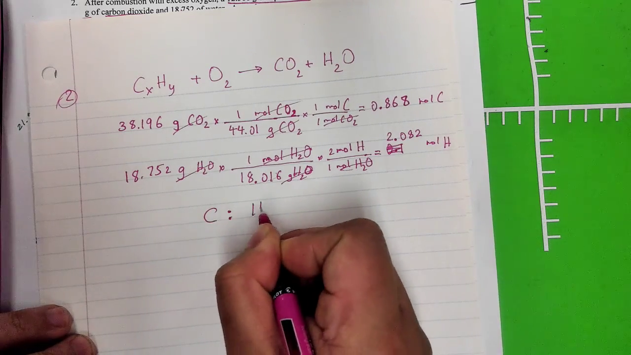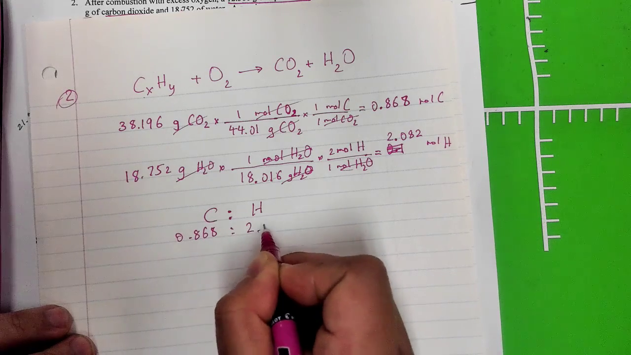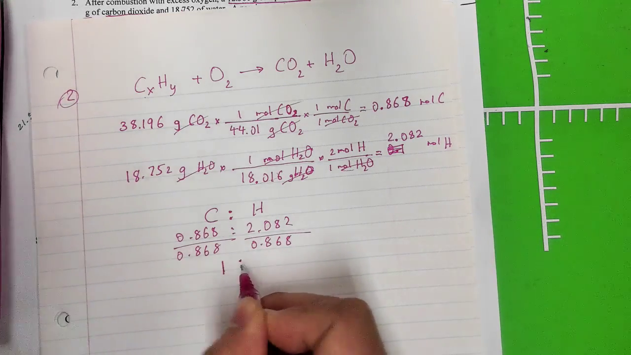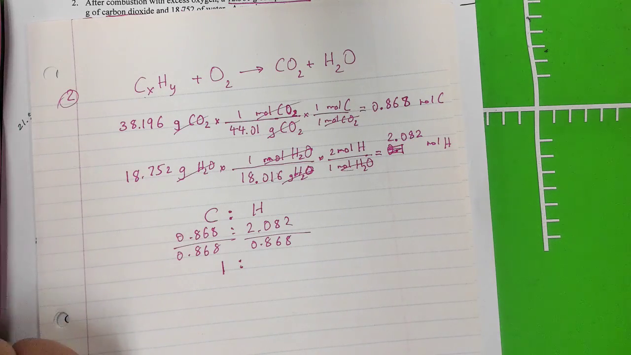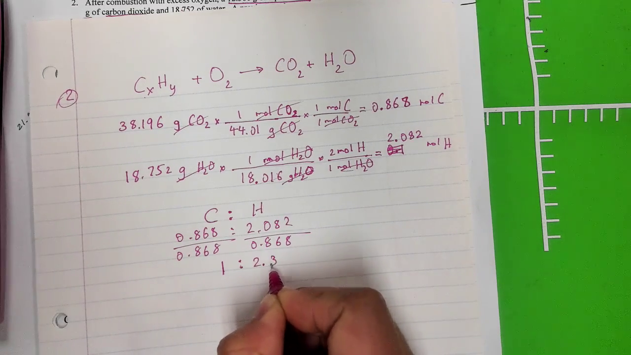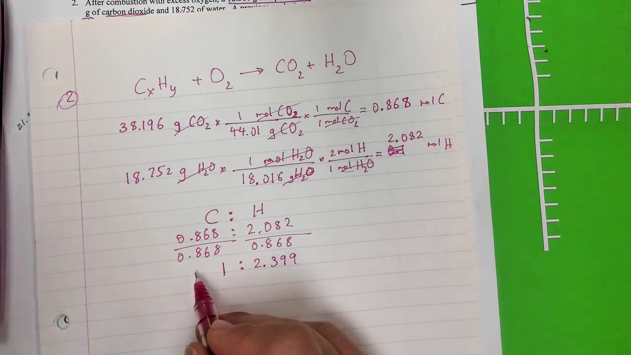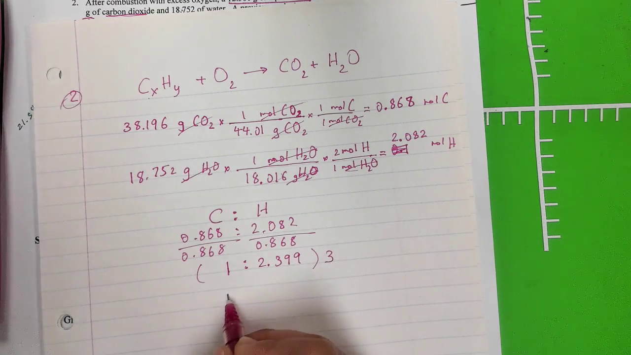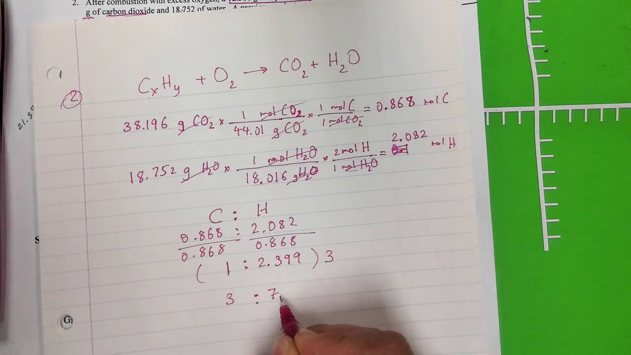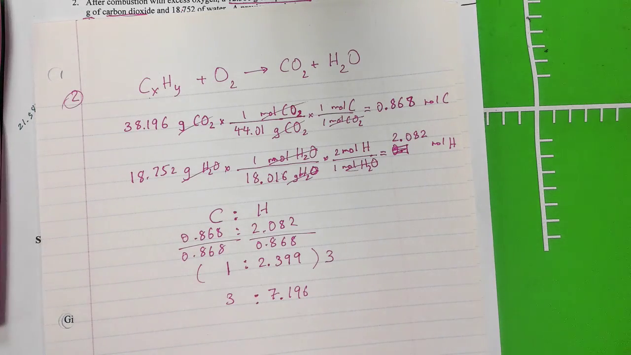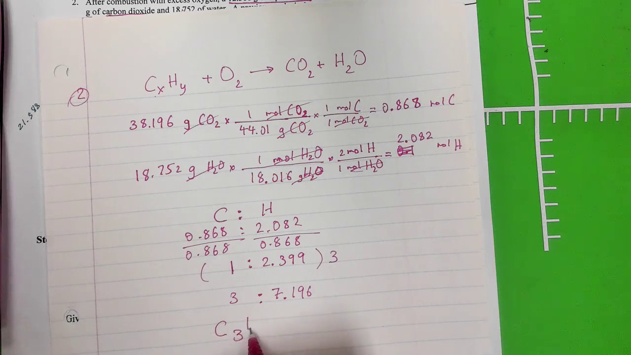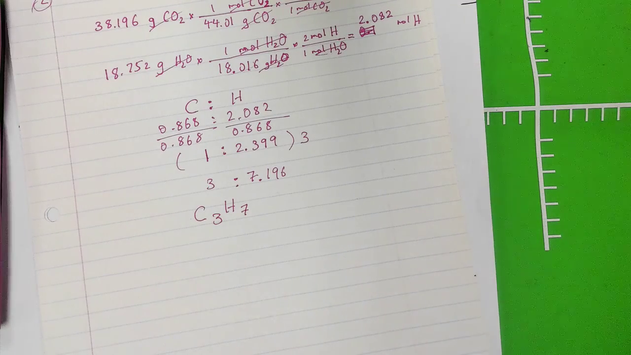Now, unlike having to find the oxygen, because they have no oxygen, you just go directly to the ratio, divided by the smaller ratio. That's what we want. You get about 2.399. Okay, so what you do is about 0.3, as opposed to 4. So we're just going to multiply by 3. So that would be 3, and that would be about 7.196. Again, we can say about 7. So C3H7 would be our answer.